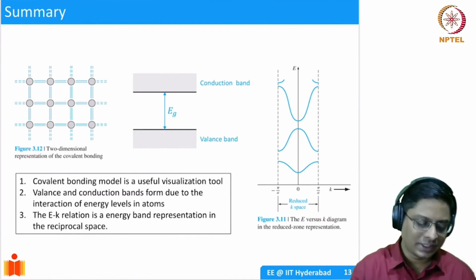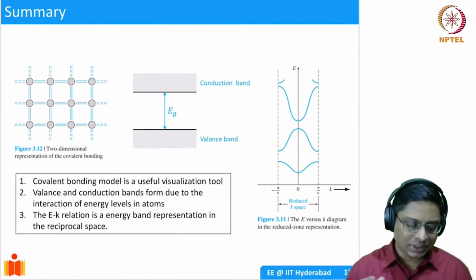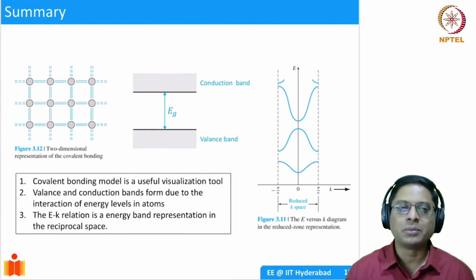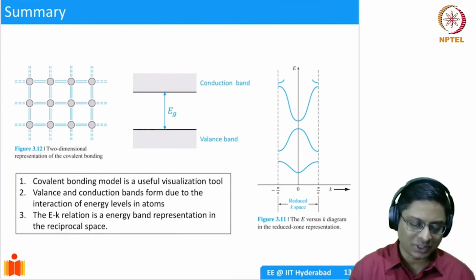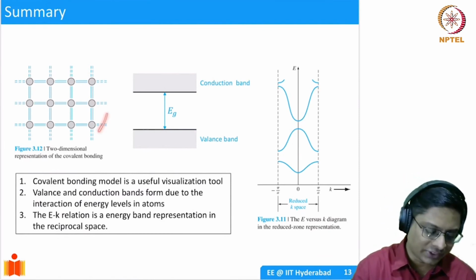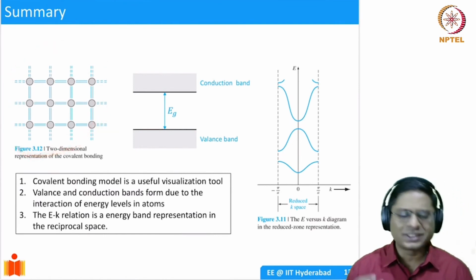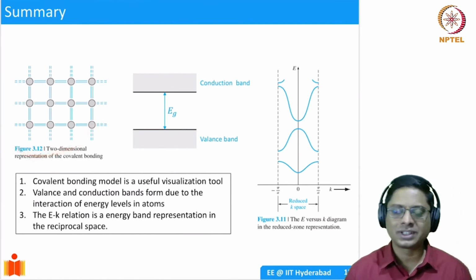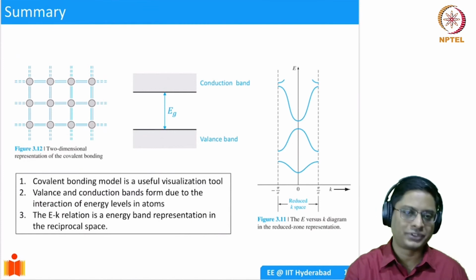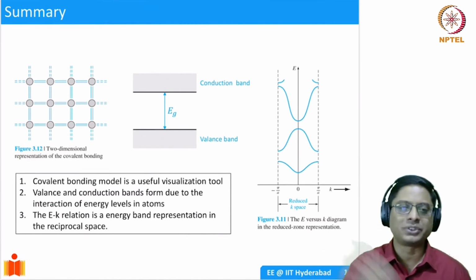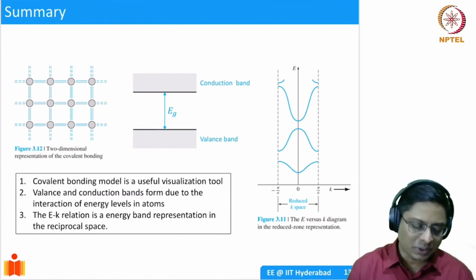The first step is I want you to go and review the covalent bonding model. I said this visualization, right? A two-dimensional visualization. So go back and review what this is. It's a very useful thing. And in the next lecture, I'll start talking about what happens if you remove one silicon atom and put something else there.